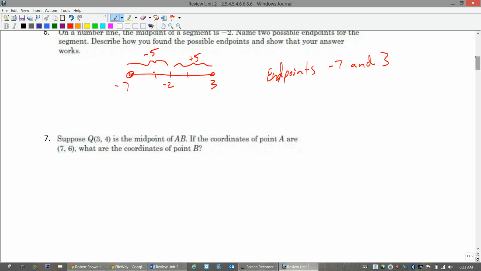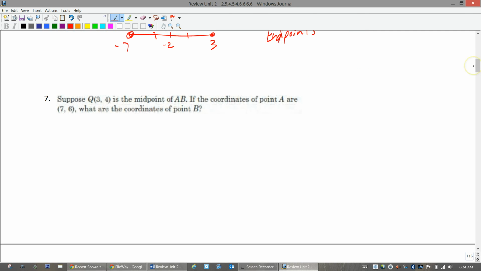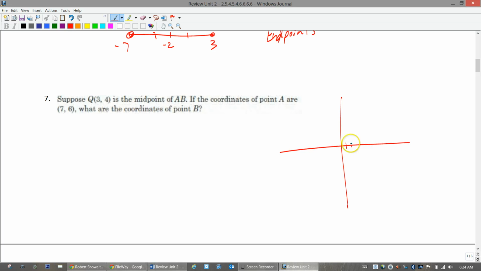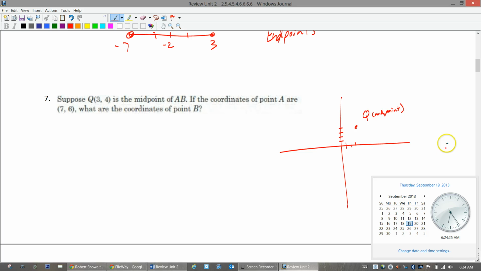Okay, number 7. Suppose that Q at (3, 4) is the midpoint of AB. If the coordinates of A are (7, 6), what are the coordinates of B? Fascinating. If I don't get how to do this problem, I'm going to graph it. So 1, 2, 3, 1, 2, 3, 4. That's where Q is. Q is the midpoint, so I'm going to write midpoint right there, just to emphasize. And then (7, 6) is an endpoint.